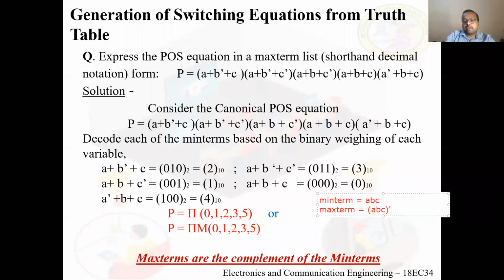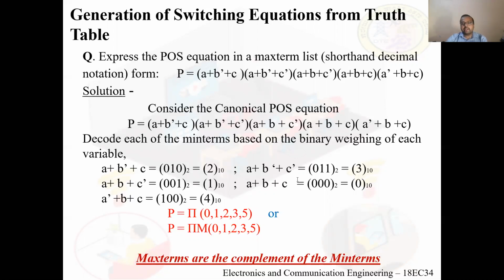And apply De Morgan's theorem. How do you write this equation then? By using De Morgan's theorem, this could be written as A bar or B bar or C bar here. If I know the min term, take the complement to get the max term there. So now for the second term, A or B bar or C bar.